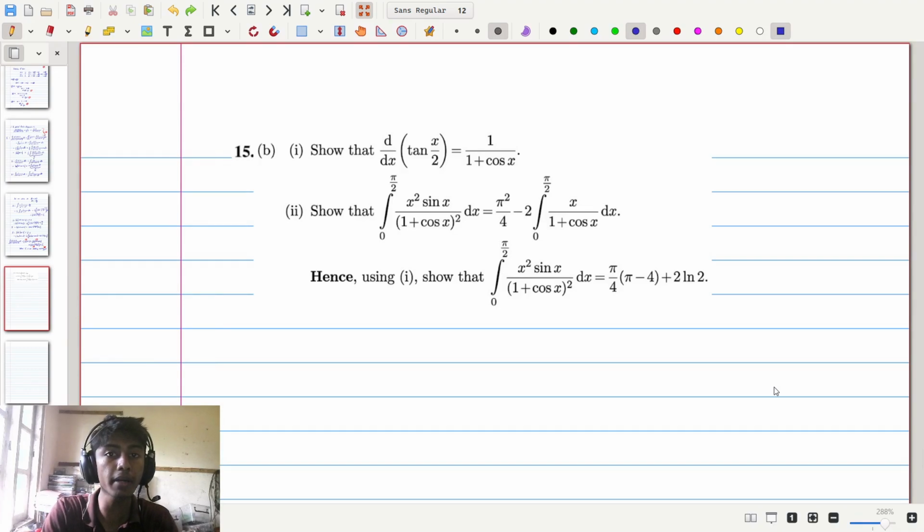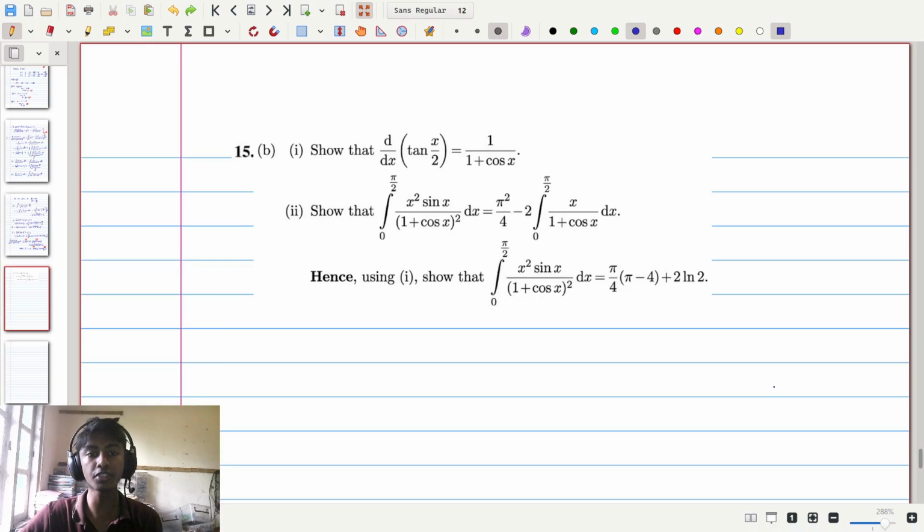2026 A-Level Combined Mathematics Paper 1 Part B, Question number 15. Part A of this same question was discussed in a previous video, link in the top right, and Part C of this question will be discussed in a future video, link in the top right. Part B of this question has to do with integration and specifically includes the integration technique, integration by parts.